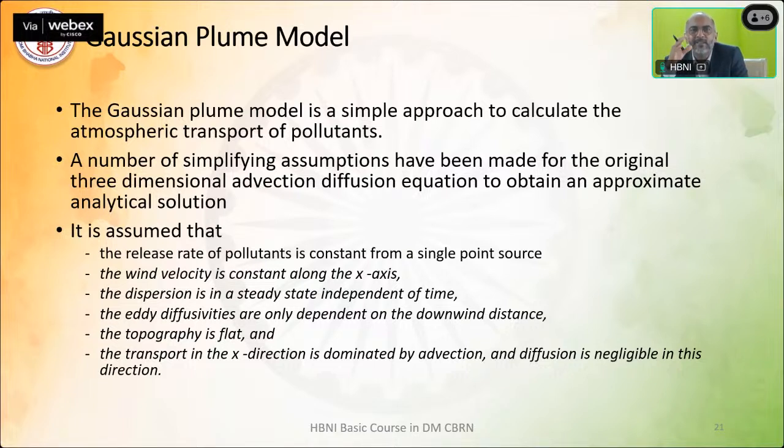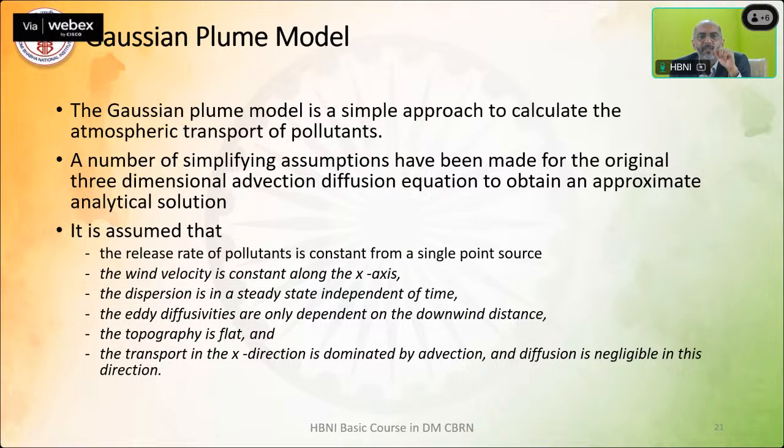It is that the release rate of pollutant is constant from a single source. The wind velocity is constant along the x-axis, that is the flow, and treatment of changing velocity will be difficult, and the dispersion is in a steady state, independent of time. So the dispersion is not changing by time, and you also consider the eddy diffusivity to be only dependent on the downwind distance. You see, only at the downwind distance there is an eddy diffusivity, okay, and the topography is flat.